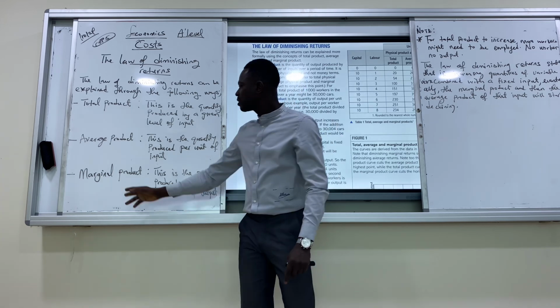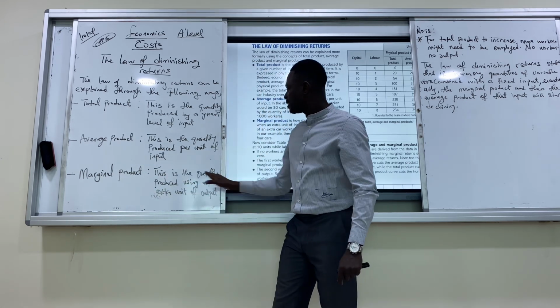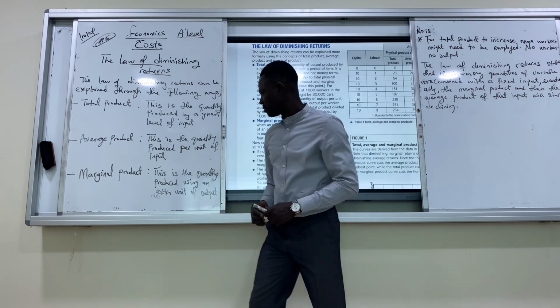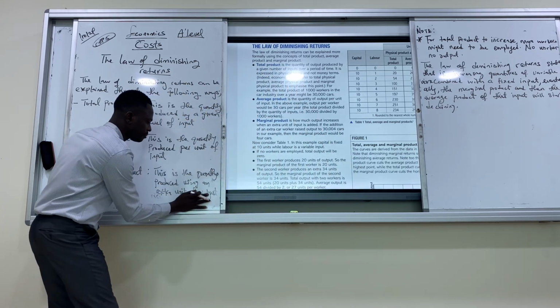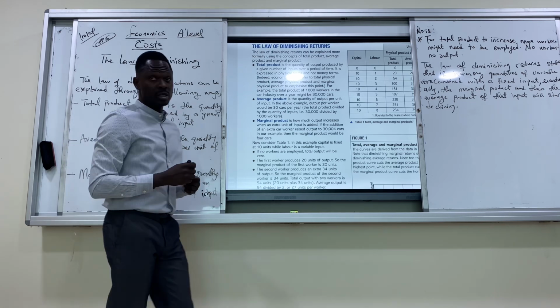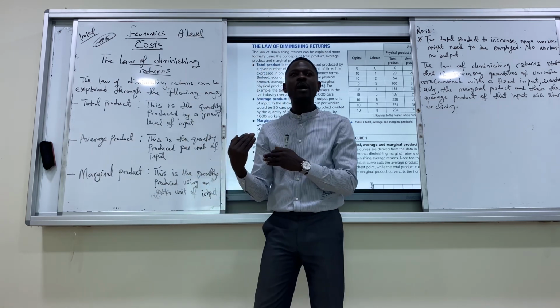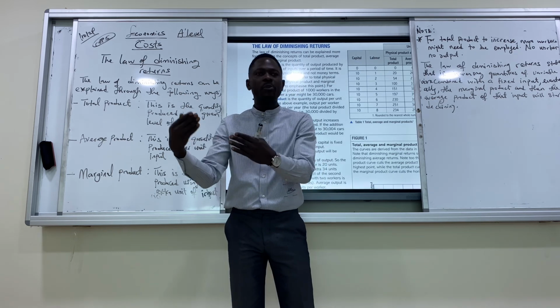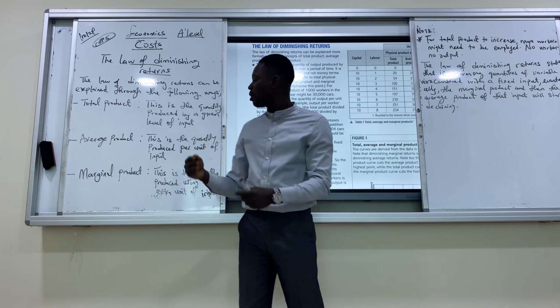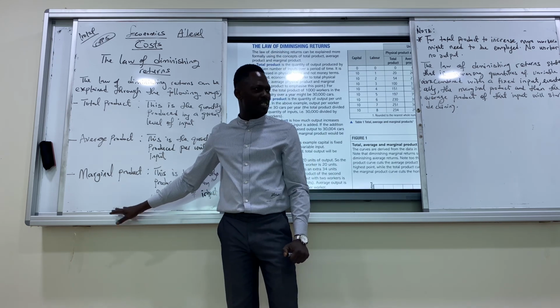Yes. And the third one, marginal product. This is the quantity produced using an extra unit of input. Sorry, please change that, it should be input. So here we're talking about an extra input, or we employed more workers. What is being produced by employing an extra worker is called marginal product. Do we understand marginal product here?